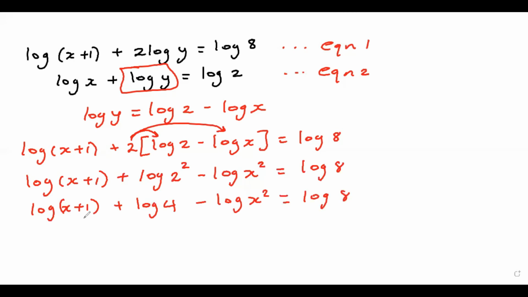Again, because this is addition, we're going to be multiplying, then we're dividing this portion. So that's log (x + 1) times 4, so I can put a 4 at the front, divided by x squared, that's equal to log 8. Because both sides have log, we can ignore the log. So that's 4(x + 1) over x squared is equal to 8. So I can expand the numerator and I can cross multiply.